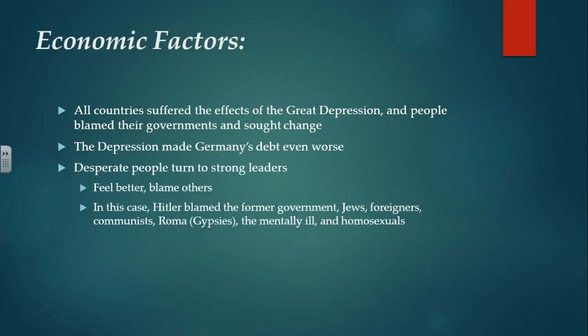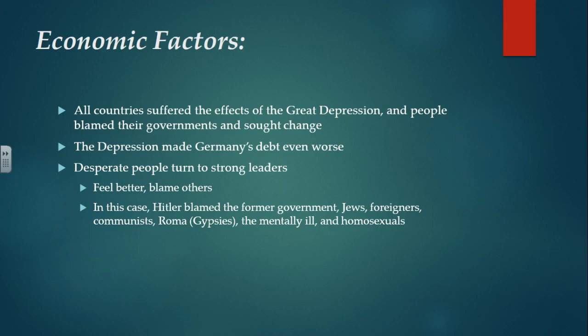As a result of this, the people of Germany become desperate. And they're going to want to turn to a strong leader because these strong leaders make them feel better, and they blame others for your problems. In this case, they're going to have Adolf Hitler come in. He's going to blame the former government, saying it was bad and should never have signed this treaty.